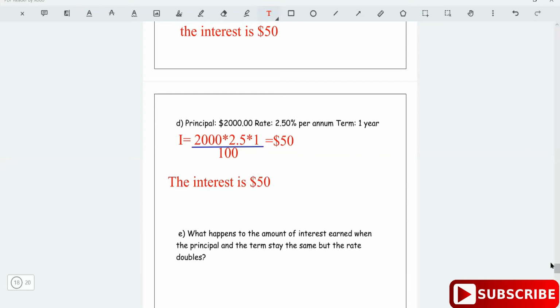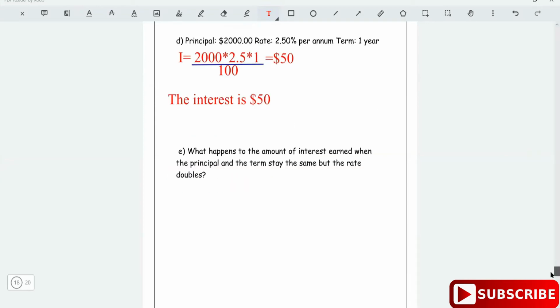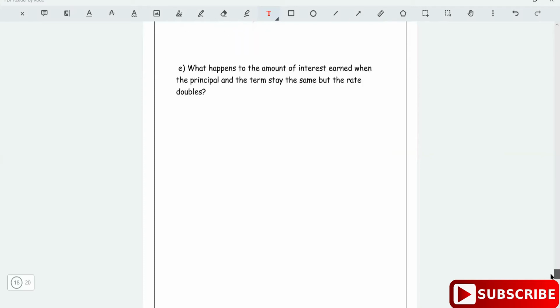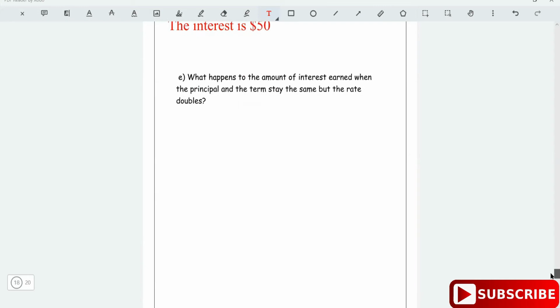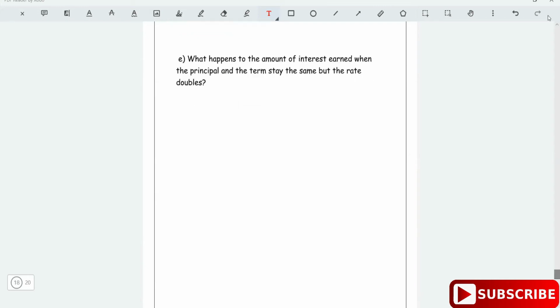Let's look at part E right here. Part E says, what happens to the amount of interest earned when the principal and the term stay the same, but the rate is doubled? So let's look at what happened.